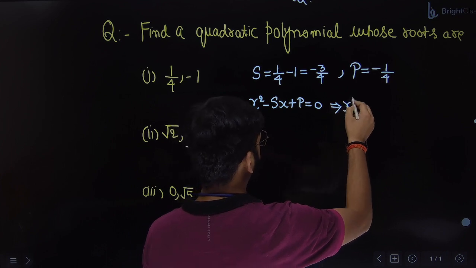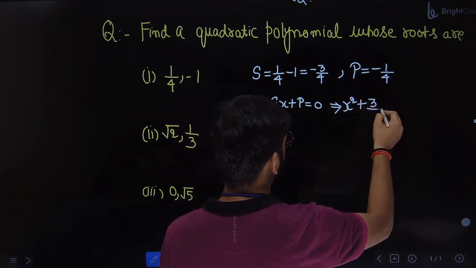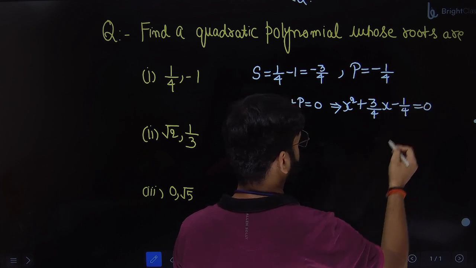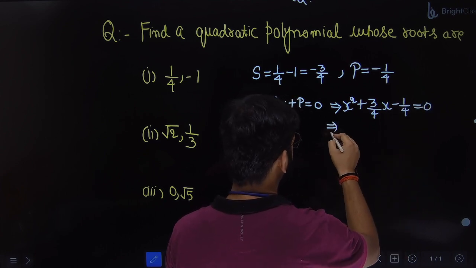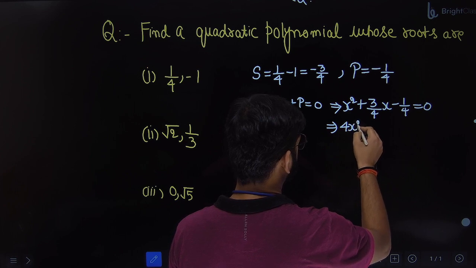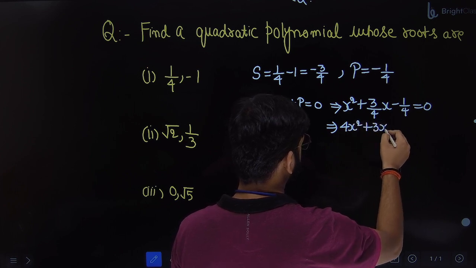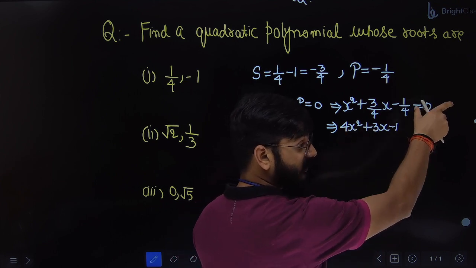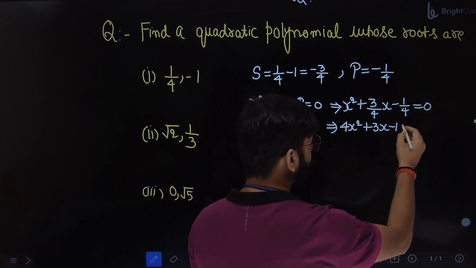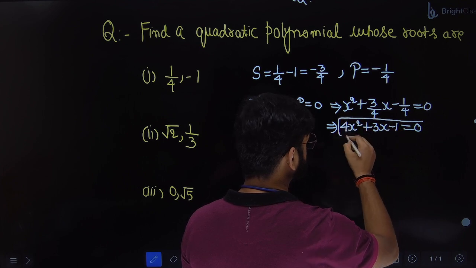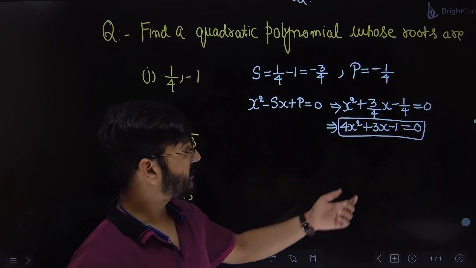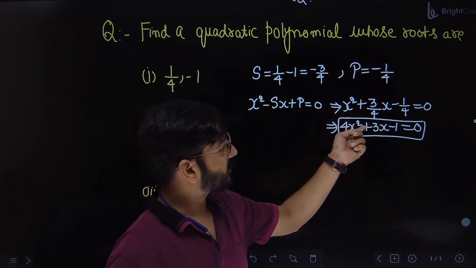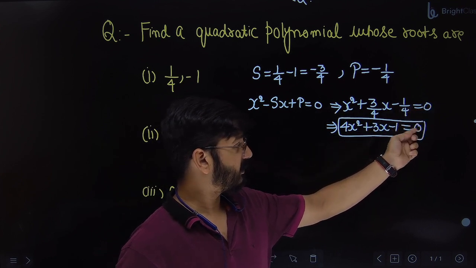Substitute the value: x square minus (minus 3 by 4) x plus (minus 1 by 4). Take LCM. So 4x square plus 3x minus 1. And the 4 in the denominator we will shift to the right side, so this will become 0. After taking the LCM, I will cross multiply the 4 on the right-hand side, so that will become 0.